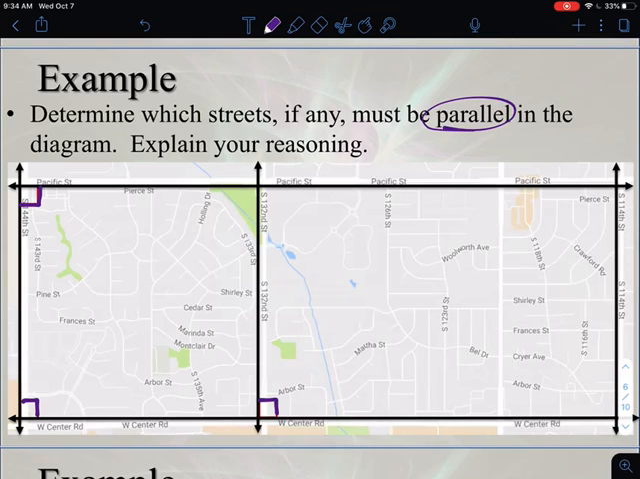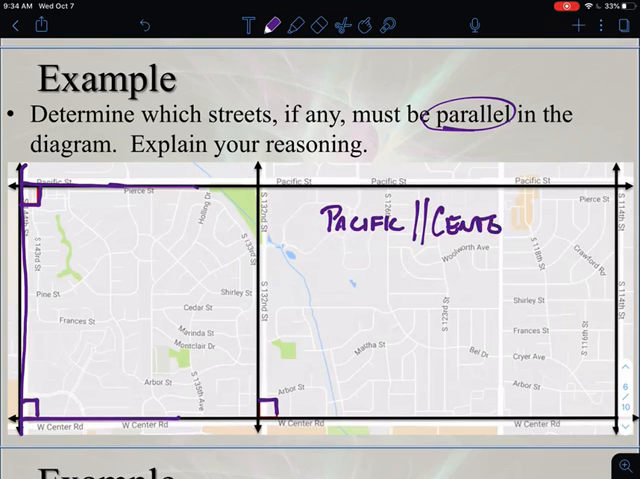So what you're looking for is, are there any lines that are perpendicular to the same line? So for instance, Pacific Street here. So Pacific Street up top here is perpendicular to 144th. And then Center is also perpendicular to 144th. So because Pacific and Center are both perpendicular to 144th, we can say Pacific is parallel to Center. And my reasoning would be they're both perpendicular to 144th.